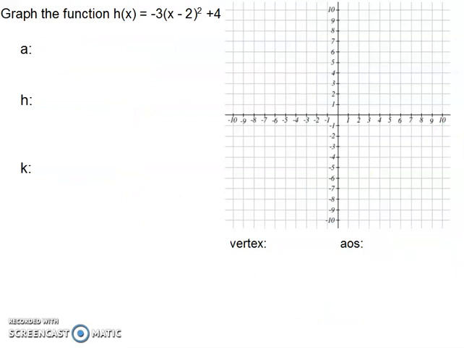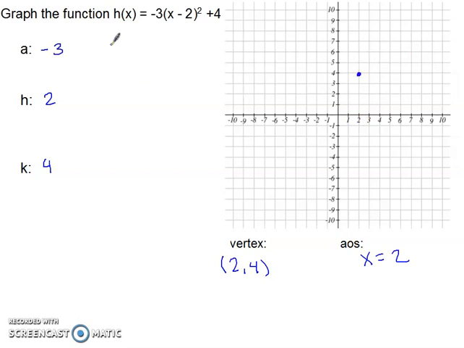All right, go ahead and take a moment, identify your a, h, and k values, and graph your function after pausing the video. A here is negative 3, h is going to be positive 2, and k is 4, which means that my vertex is at the point 2, 4. My axis of symmetry is going to be x equals positive 2. So 2, 4 is here.